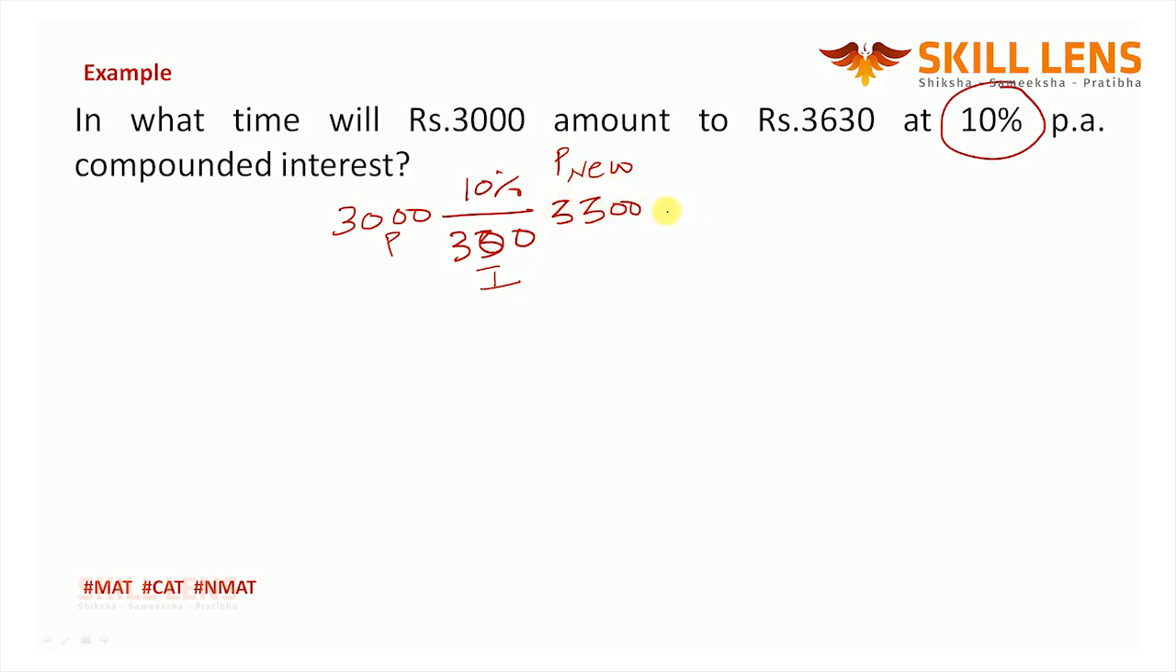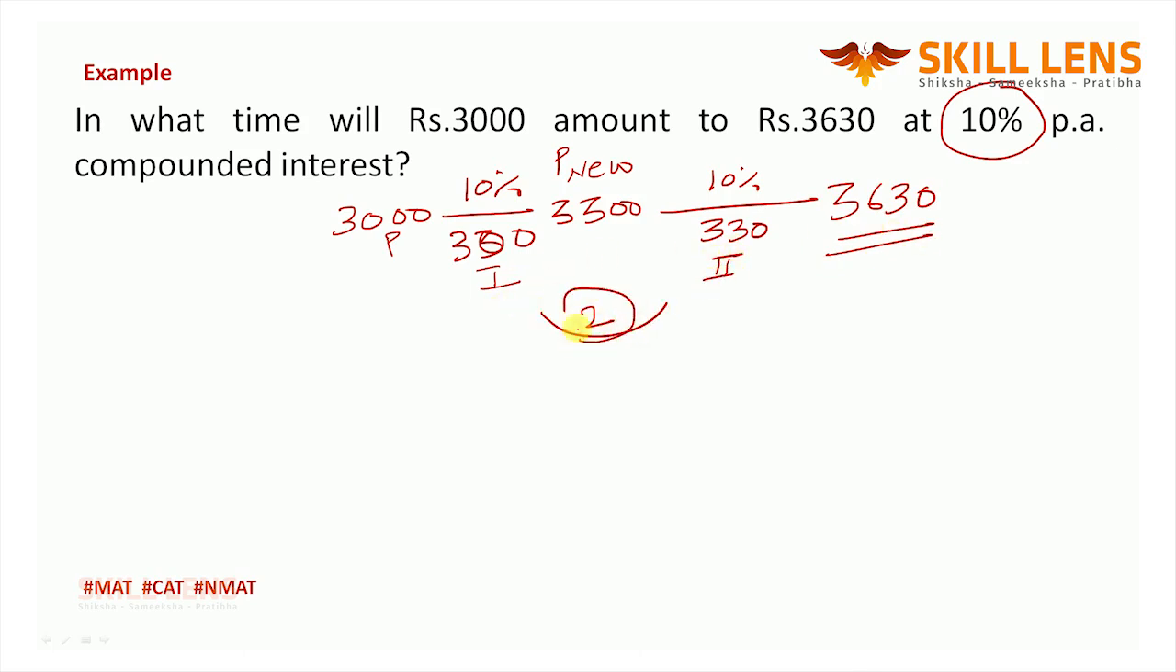So your new principal will become 3,300. On 3,300, you have to calculate your 10%. What is 10% of 3,300? It's going to be 330. So 3,300 plus 330, it's going to be 3,630. On a span of how many years is it happening? It's happening on a span of 2 years. So the answer for this particular question is 2 years.